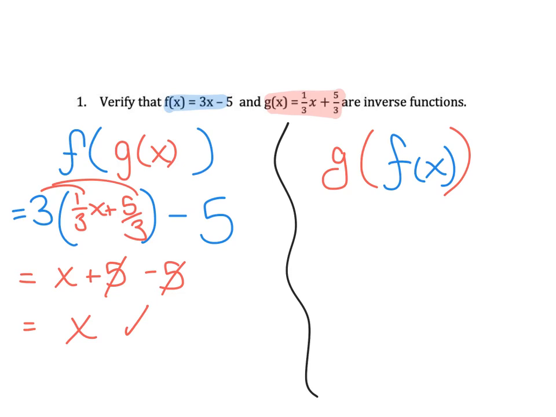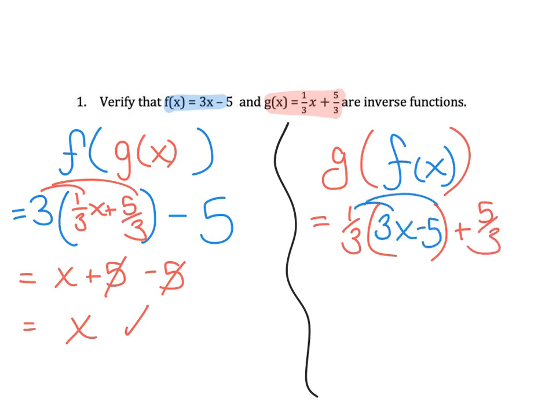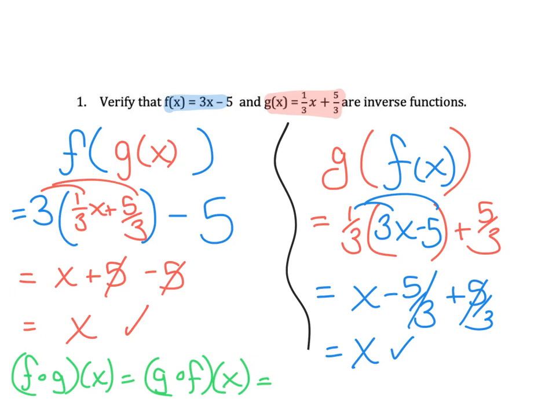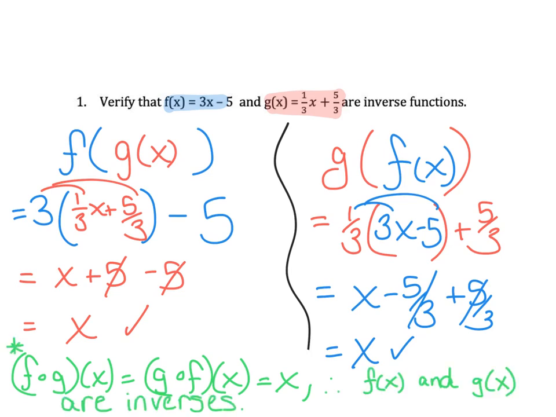But now we need to switch directions and do g of f of x. So this time, everywhere there's an x, I'm going to put the blue f of x function. And now I'm going to do the algebra. Distributing produces x minus 5/3, and then I have the plus 5/3 producing x. So I'm going to write my conclusion. I'm stating that f of g of x is equal to g of f of x, which equals x. Therefore, f of x and g of x are inverses.